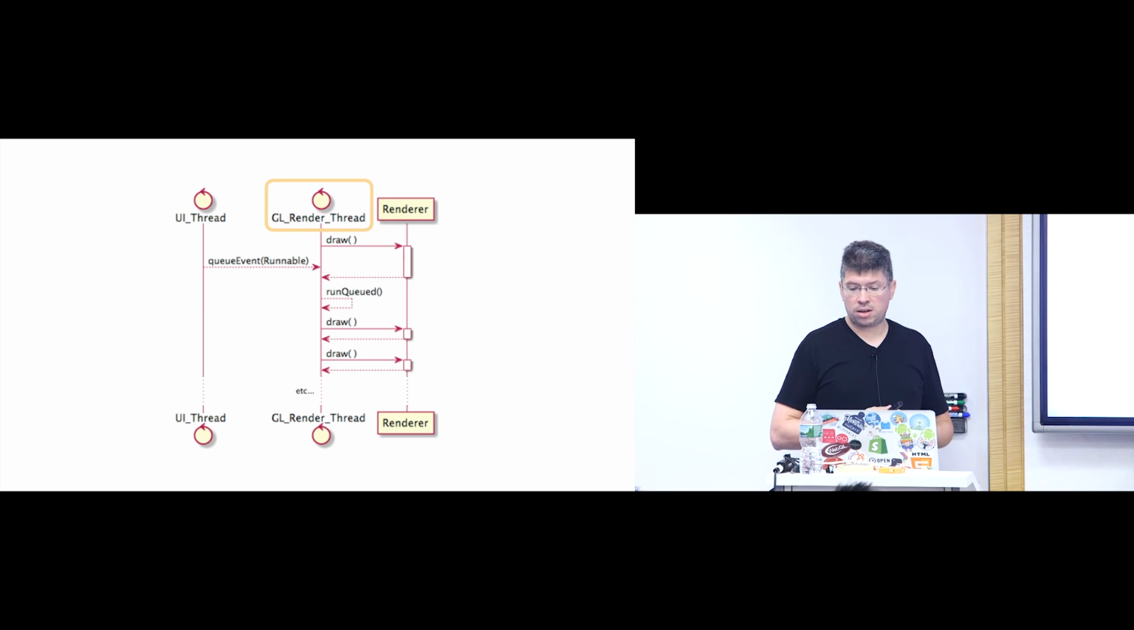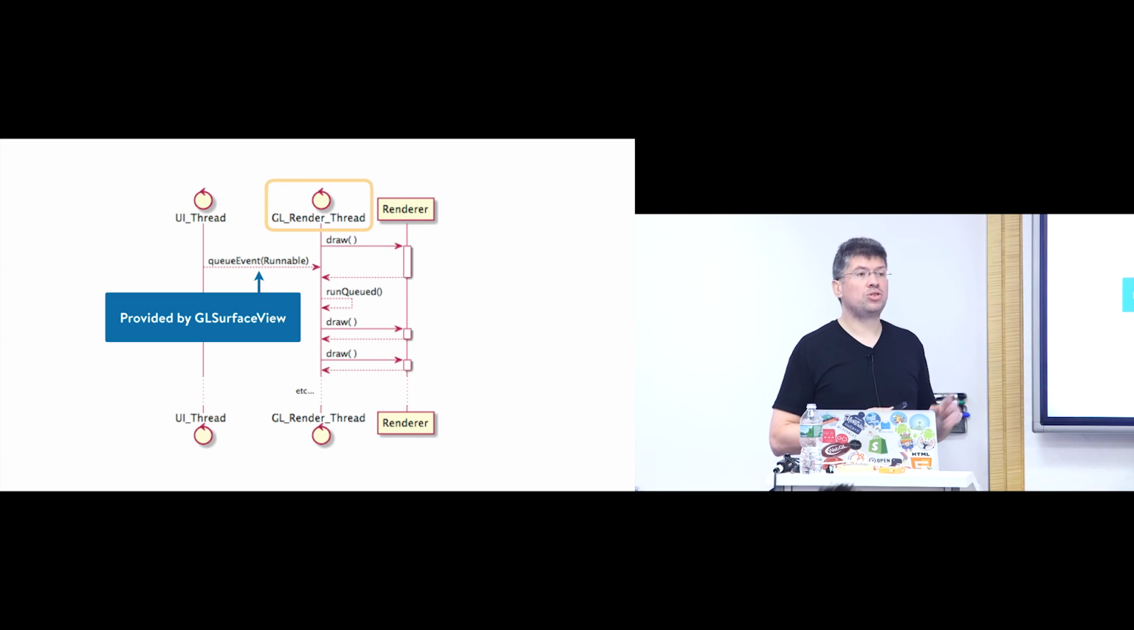Right, so since you can't just change the renderer's state from the UI thread, classic OpenGL on Android would expose a method called queueEvent, which you would just give a runnable for that purpose. So that runnable will execute on the GL thread.